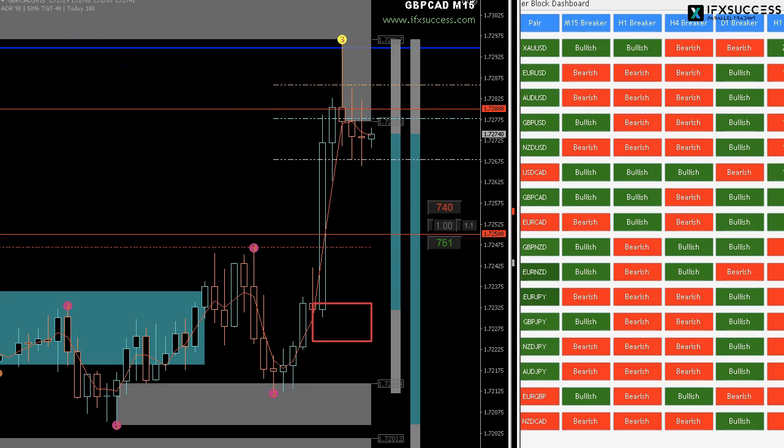So this is pound CAD, and on pound CAD, if we take a look in here, when I got a breaker, it was only the 4-hour candle that was bearish, and a breaker was actually over here. This was a breaker right over here, which I'm going to draw myself. So the breaker was here. This was a 3 before.